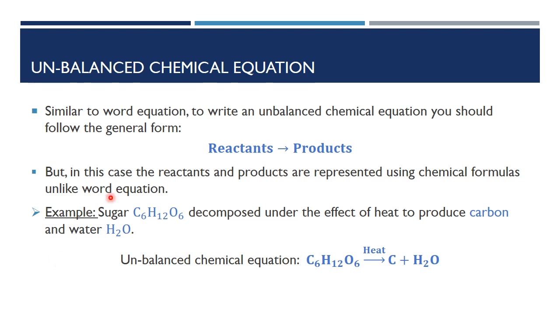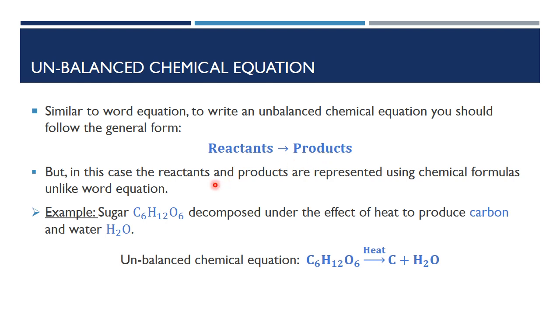Let's start with the first objective, which is about unbalanced chemical equation. To write a chemical equation, it's similar to a word equation. You should start by writing the reactants. You should put an arrow in the middle, and after this arrow, you must mention the products. Don't forget that the reactants are the chemical substances used to perform the chemical reaction, while the products are the new substances formed during the chemical reaction.